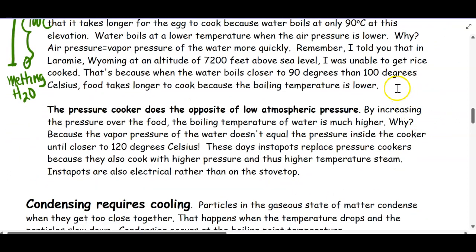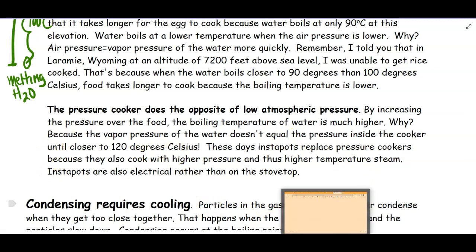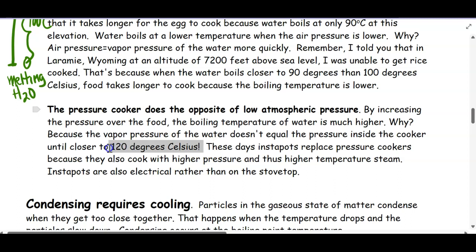Now, I know you've heard of a pressure cooker. It does the opposite of what was happening in Laramie. By increasing the pressure over the food, the boiling temperature of water is much higher. Why? Because the vapor pressure of the water doesn't equal the pressure inside the cooker until it's closer to 120 degrees Celsius. Can you believe?